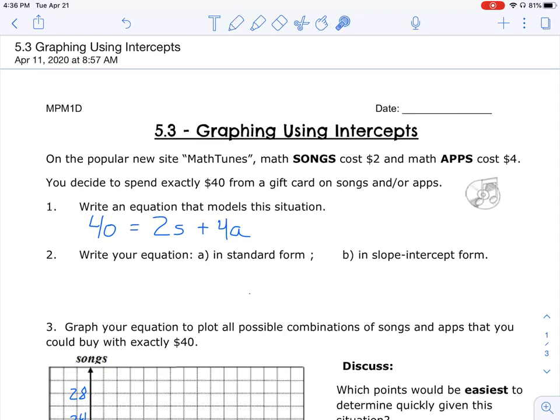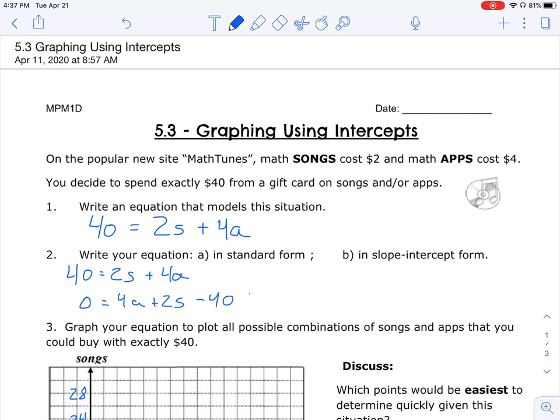So I'm going to start off with standard form. I'm going to write it out here: 40 equals 2s plus 4a. I need to set one side to 0. Well, I'm going to set this side to 0 here, and I'm going to have on this side 4a plus 2s minus 40 is equal to 0.